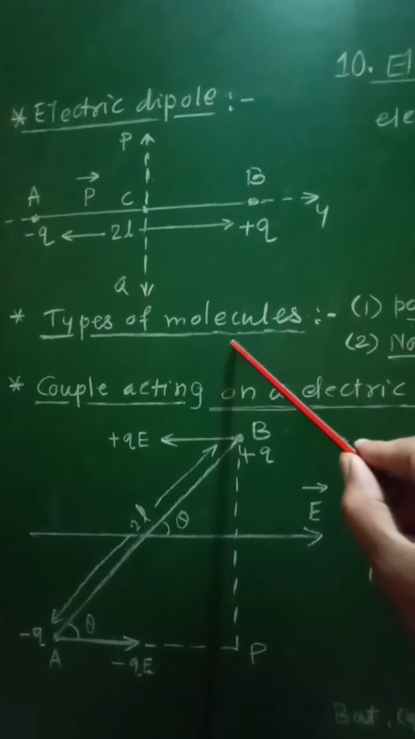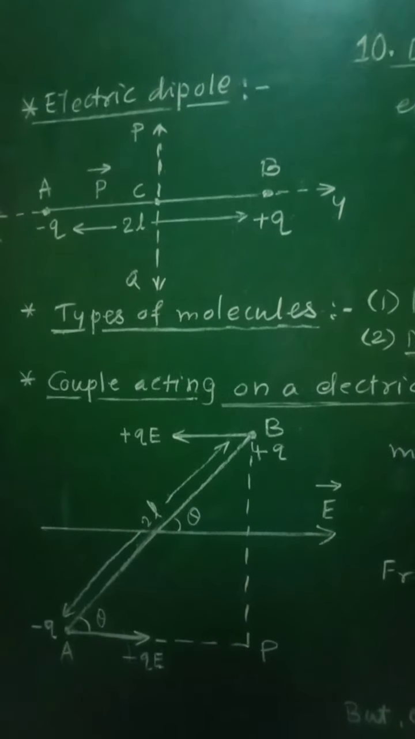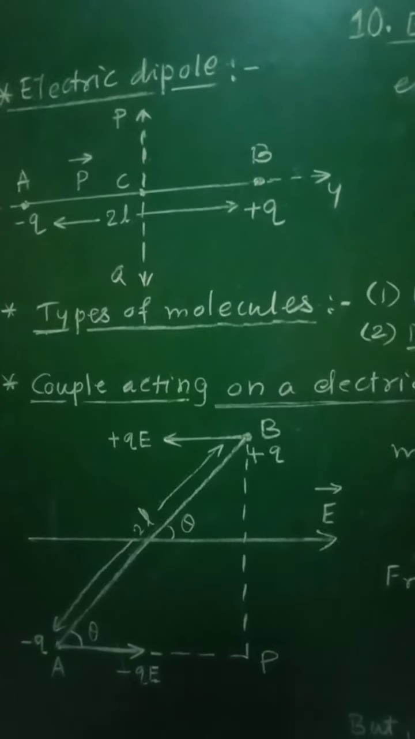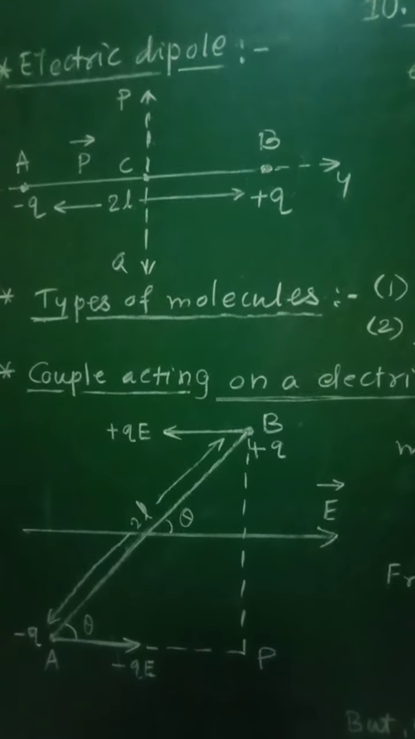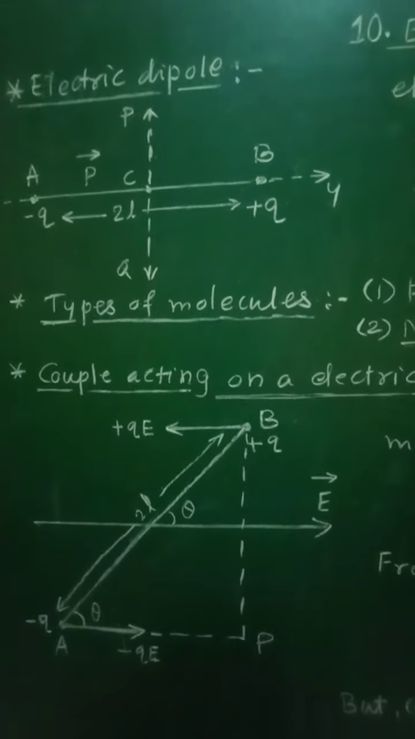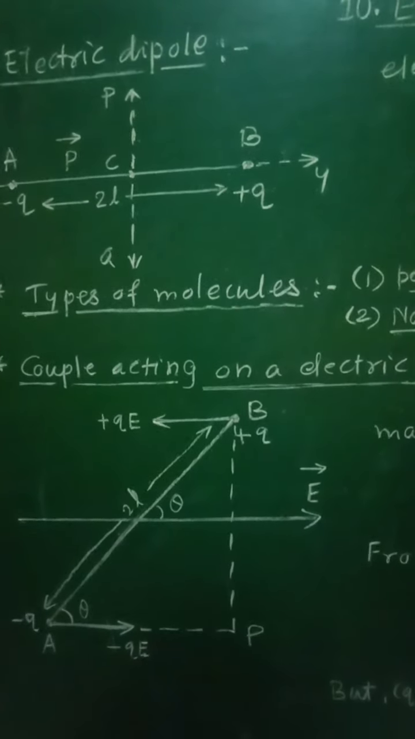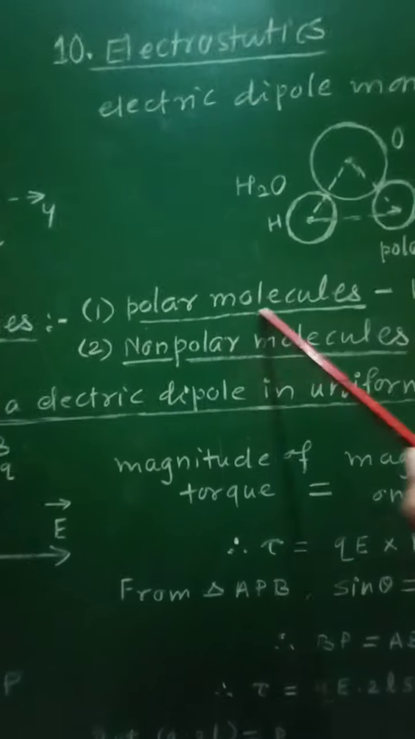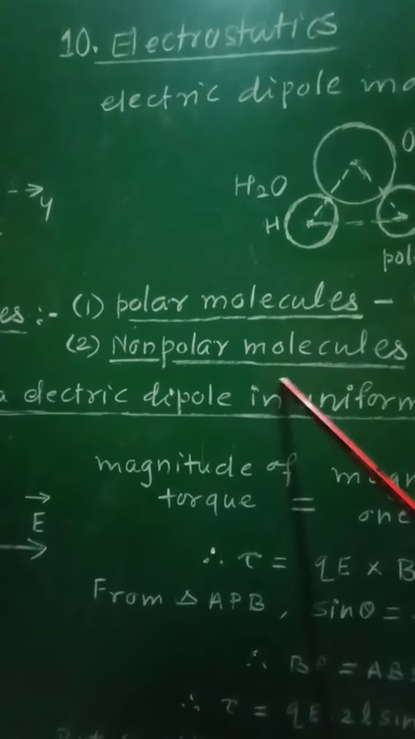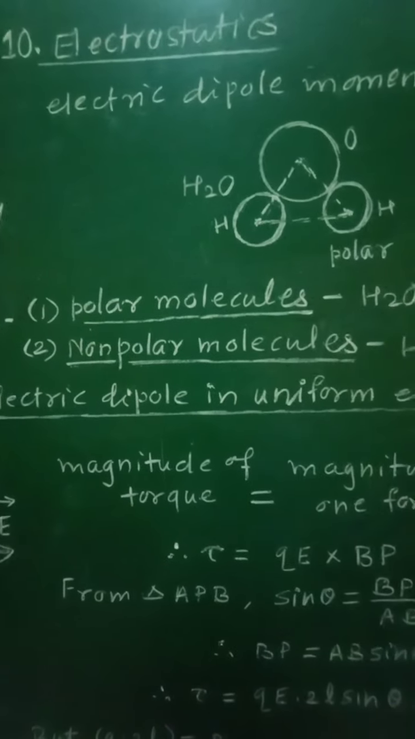Depending upon the center of positive charge, that is the center of the nucleus of any atom, and the center of negative charge, that is the center of the electrons, there are two types of molecules, that is polar molecules and non-polar molecules. Let us see what are the polar molecules.